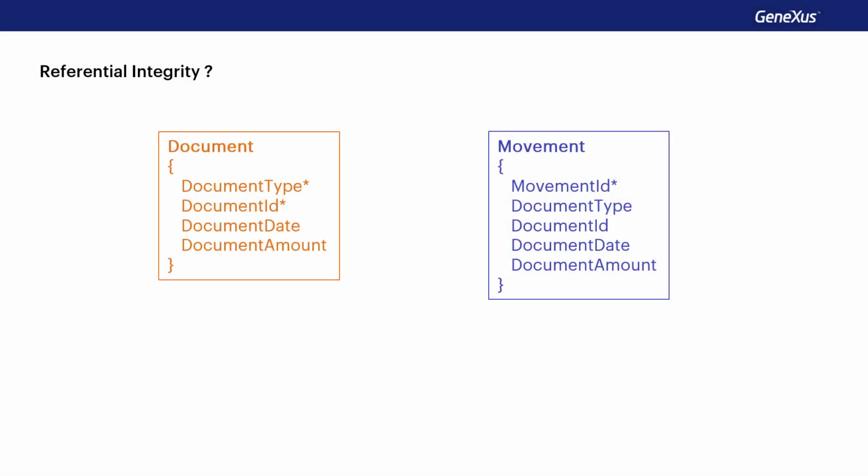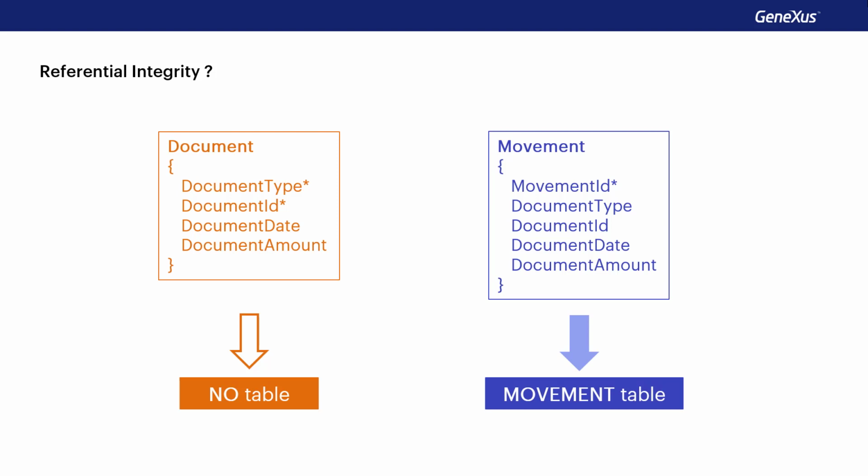Moving forward with this example, remember that we've said that the travel agency's accounting system needs to handle all documents as accounting movements. Since the document table associated to the document transaction will not be created, we can assume that then in the movement table associated with the standard movement transaction, the pair of attributes made up of document type and document ID cannot constitute the foreign key that they should. So what's going to happen with the referential integrity check? Can Genexus make it?